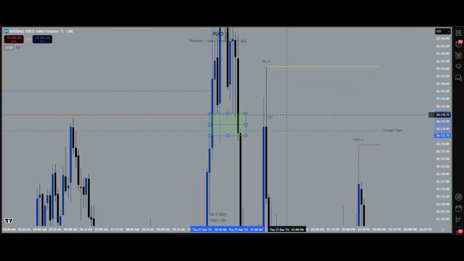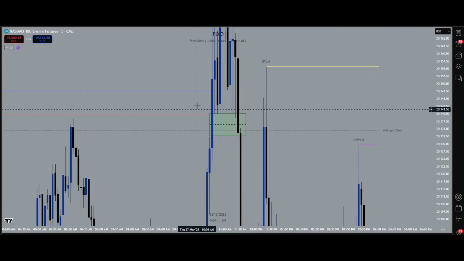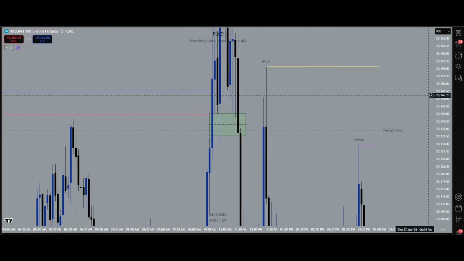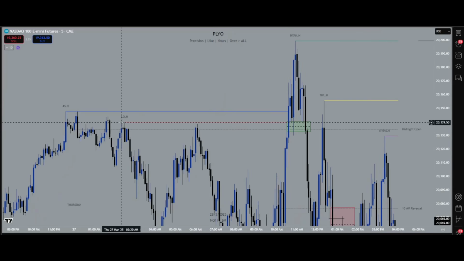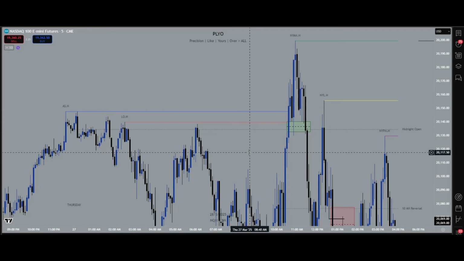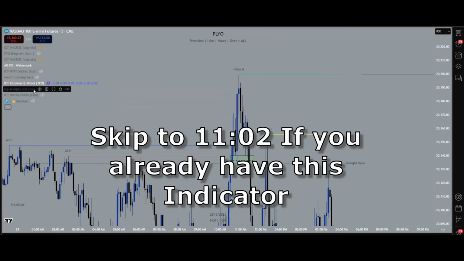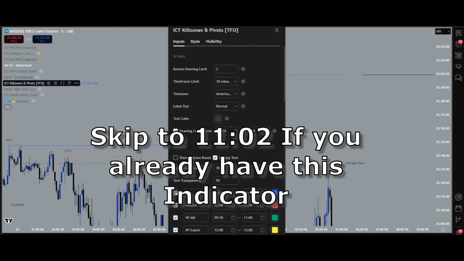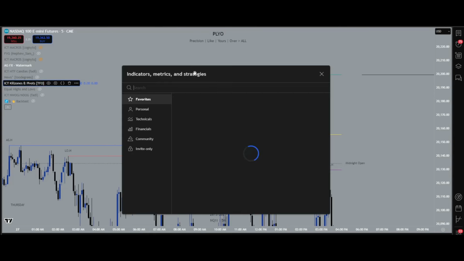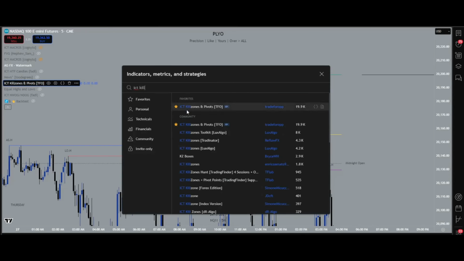Now, for this example, it looks like it would have truly been invalid with the London high, but you can still see it works anyways, and it's because it's purely algorithmic. It works much better when you have previous session liquidity with your TNS setup. Which indicator is that? It's called ICT Kill Zones and Pivots by TFO. So if you type in on the indicators, ICT kill zones, you should see ICT Kill Zones by Trade for Op.